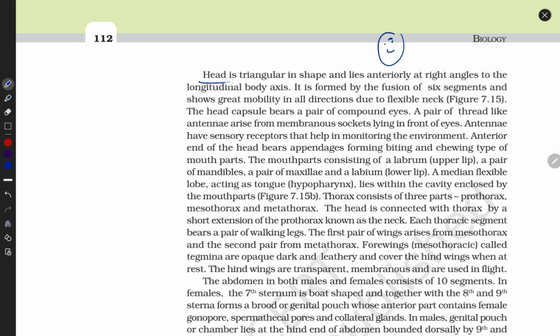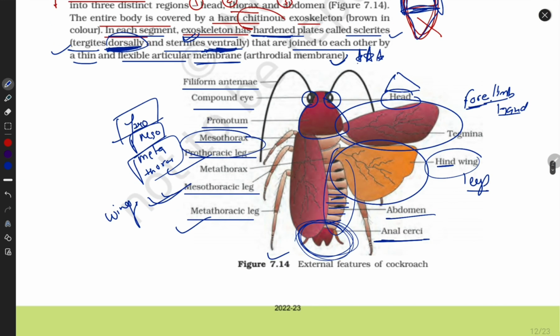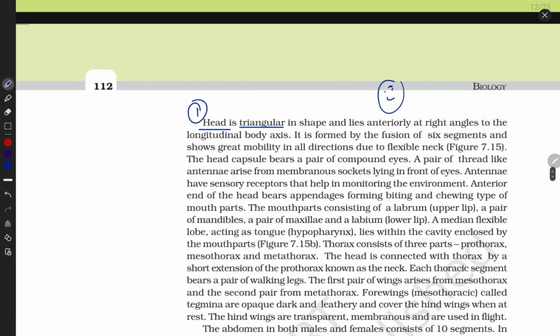Head is triangular, clear? Head is the first thing, I'm starting from here. So the head is triangular. The first property is complete, triangular. Where? Anterior. Of course anterior, our head is anteriorly located, our legs are posteriorly located.